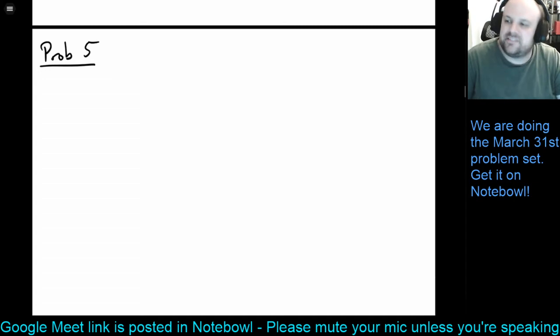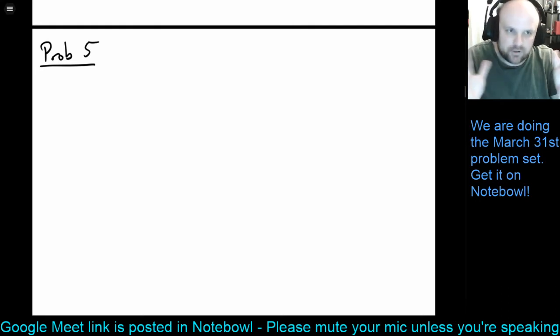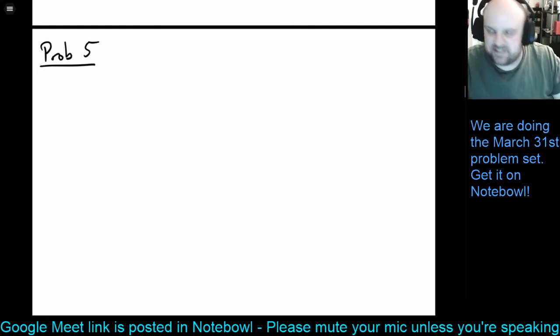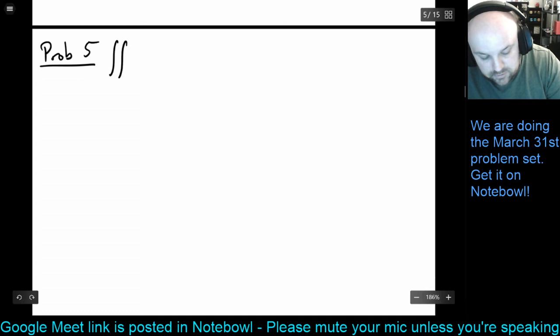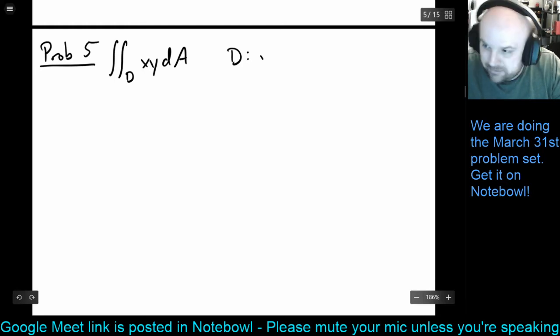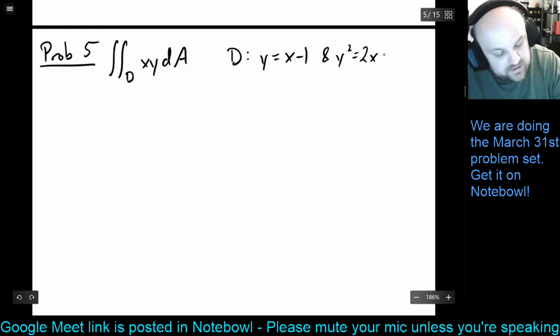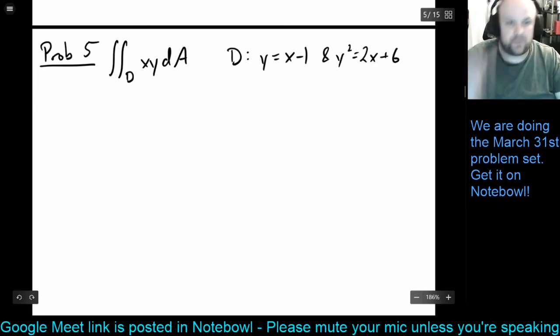So problem 5. Let's do the same thing. Instead of evaluating the integral, let's set it up and get it to a place where we could evaluate it and then go from there. Then we'll move on to the next one, which we will actually compute. Okay. So here we're trying to compute or set up this integral where D is bounded by y equals x minus 1 and y squared equals 2x plus 6. Right?